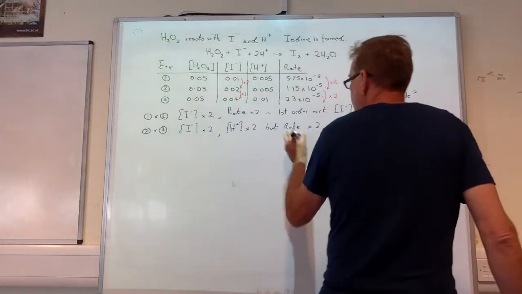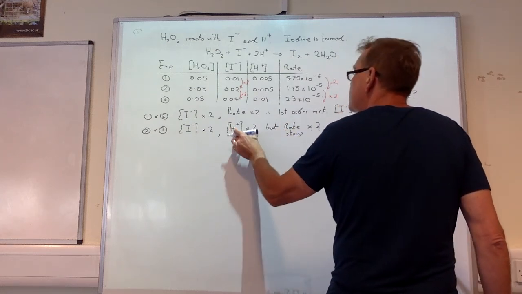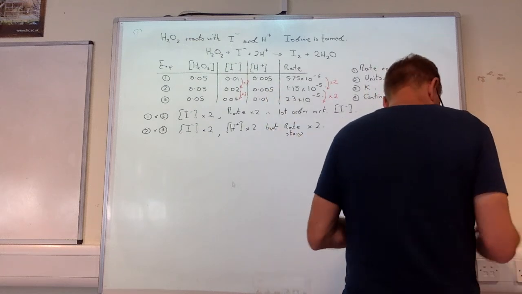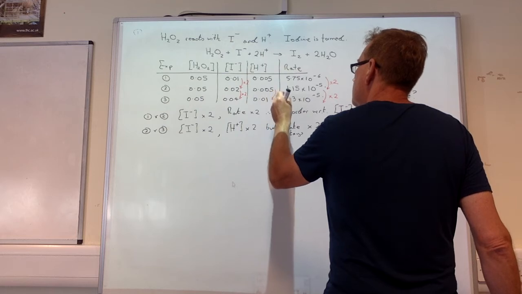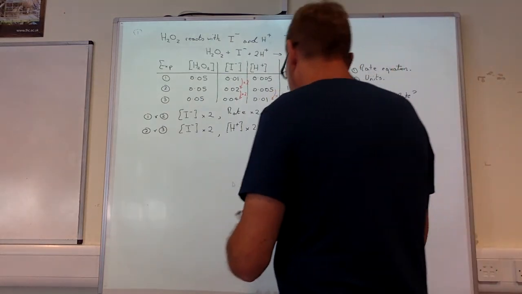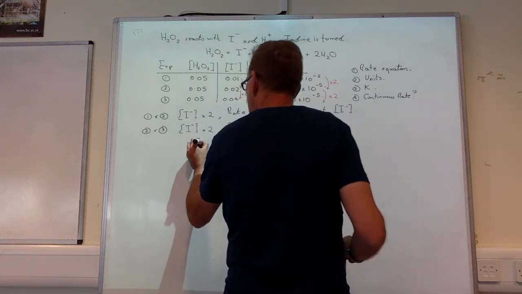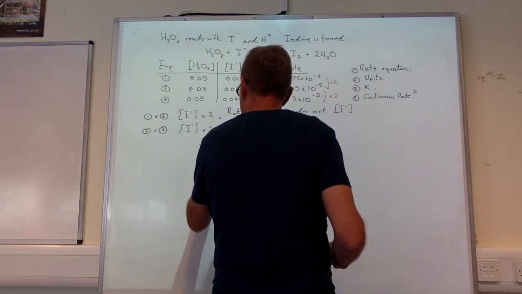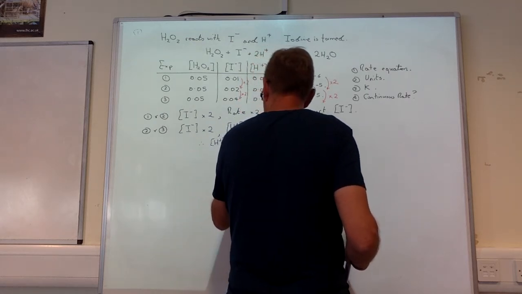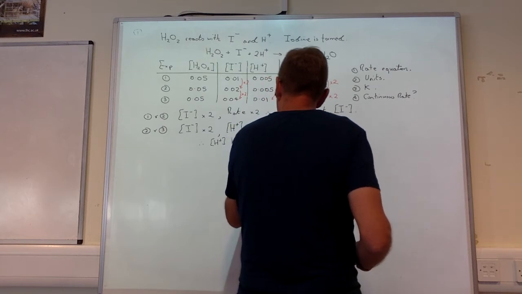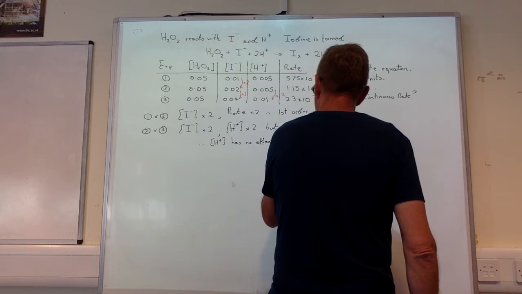Right? So you could put rate stays twice. This doesn't seem to affect it at all. 0 order. It's deducible. No problem. Right? So, quickly, therefore, H plus concentration has no effect, therefore 0 order.